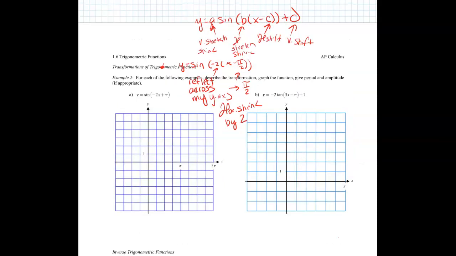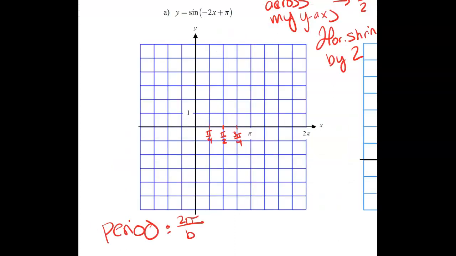I just scooted my page down a little bit so I could have some room to graph. Another thing that we learned last year was that my period also got affected by this number b up here. We said my period's normally 2 pi, but shrinking or stretching it is going to change that by that b. So whatever b is, it's going to affect my shrink or stretch and my period. So before I start worrying about my transformations, I'm going to graph it with a period of pi, because that makes our lives a little bit easier.